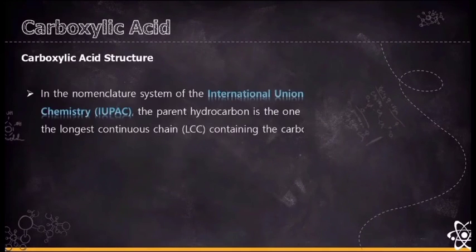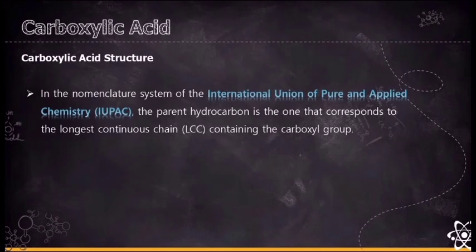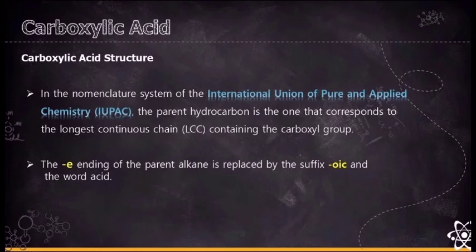In the nomenclature system of the International Union of Pure and Applied Chemistry, the parent hydrocarbon is the one that corresponds to the longest continuous chain containing the carboxyl group. The E ending of the parent alkane is replaced by the suffix -oic and the word acid.